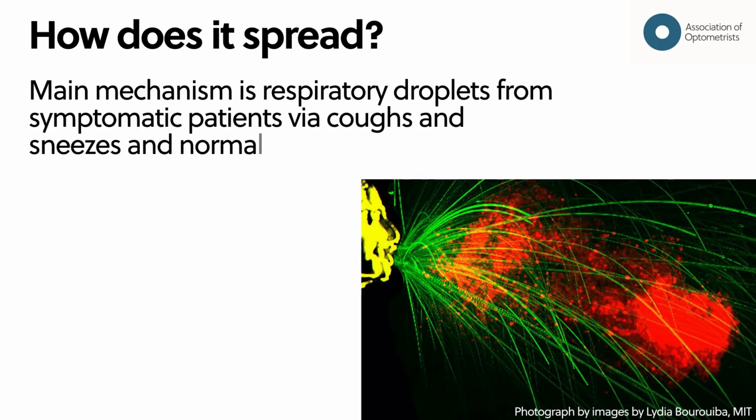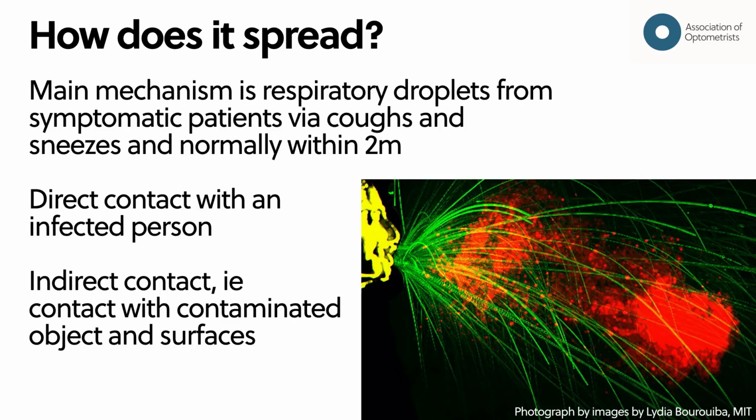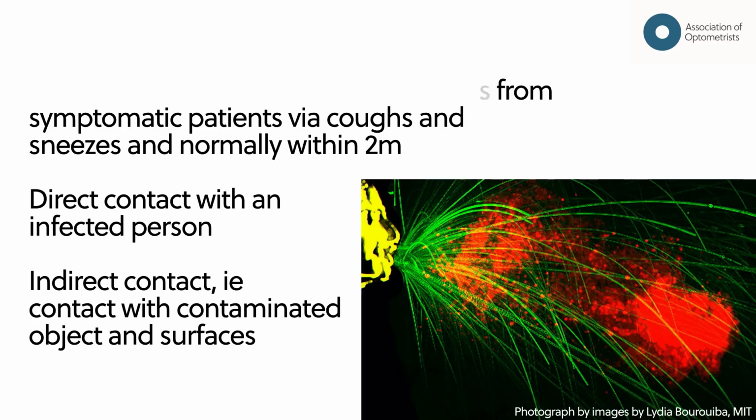The spreading of the disease is mainly through respiratory droplets, and predominantly that is from symptomatic patients. When I say predominantly, I should say they are the ones that spread the disease the most, and that's normally within 2 meters. Direct contact with an infected person is still the most risky. Indirect contact via contact with contaminated objects and surfaces is also obviously a mechanism of transmission. There is some spread in other ways as well, and we will come to that.